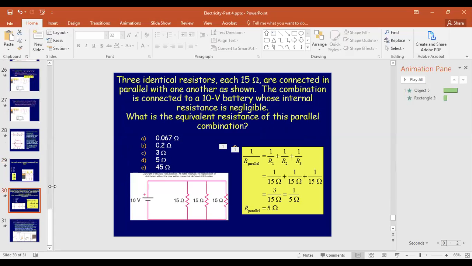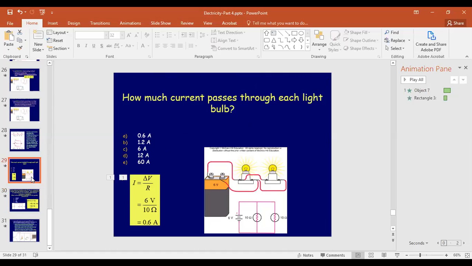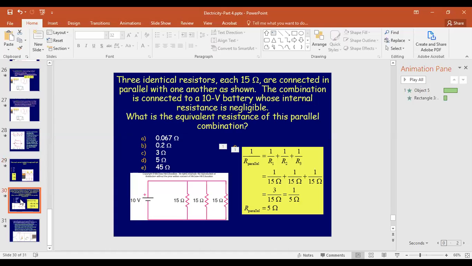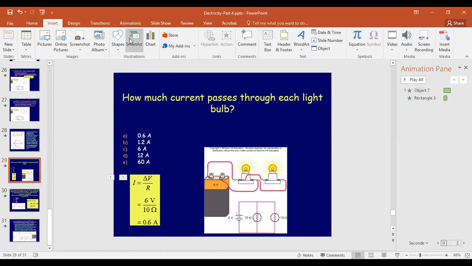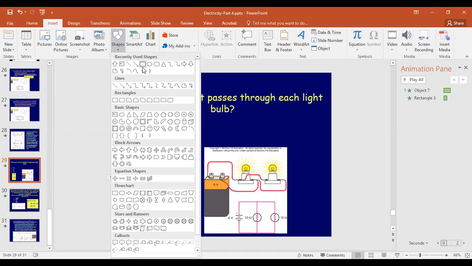So I was wondering why you have to add resistance 1, resistance 2, resistance 3 for this slide, but then on the 29th slide you don't have to do that. You just divide it. Okay, here's the thing. This question is different from this one. Here, what is being asked is how much current passes through each light bulb.